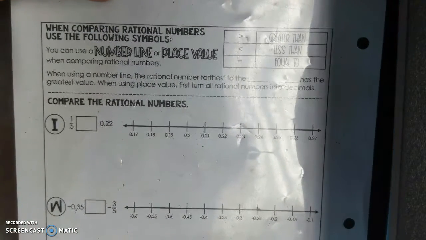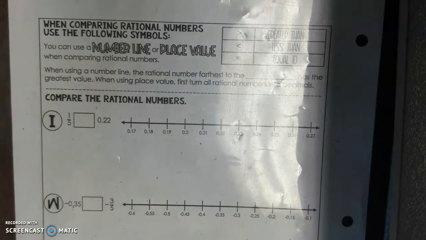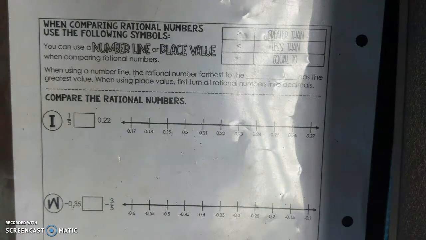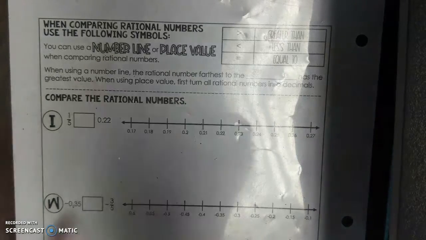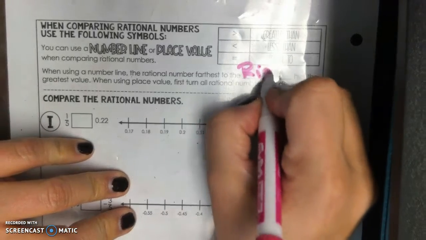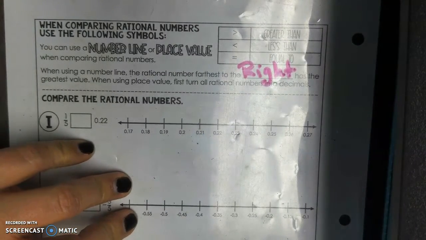All right, flipping this page over to the back side, we say when comparing rational numbers, use the following symbols: greater than, less than, equal to. This should be pretty much a review. You could use a number line or place value when comparing rational numbers. When using a number line, the rational number furthest to the blank has the greatest value. Furthest to the what? Which direction? Hopefully we can think of our number line and we know furthest to the right. The rational number furthest to the right has the greatest value.